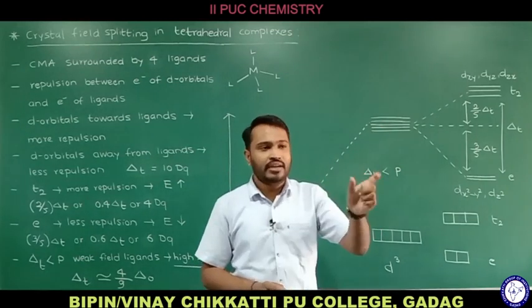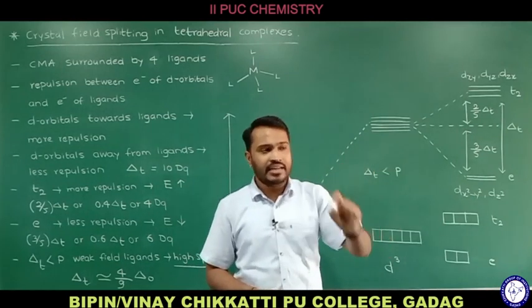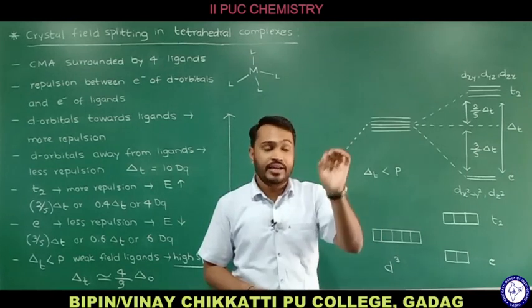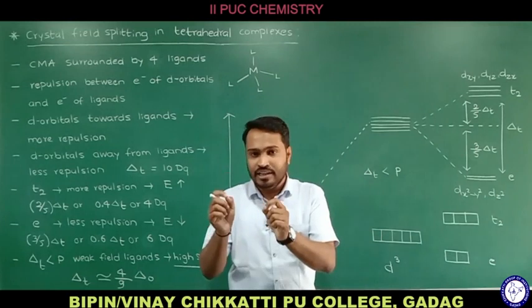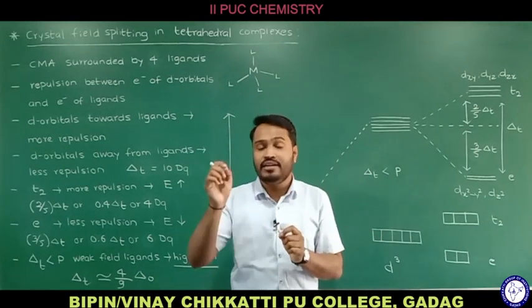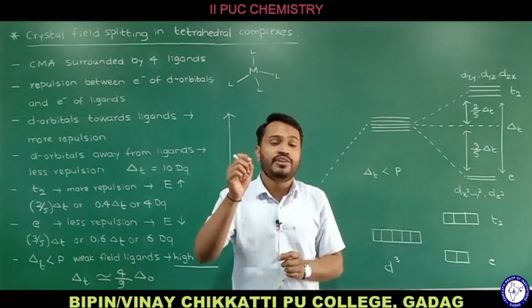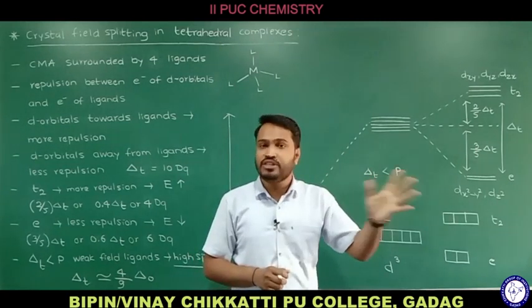Delta O is the crystal field splitting in octahedral complex, and delta T is the crystal field splitting in a tetrahedral complex. And the energy change you need to remember: in case of eg or e, it is 3 divided by 5 delta in general. In case of t or t2g, it is 2 divided by 5 delta in general. And the energy difference we need to mention there.